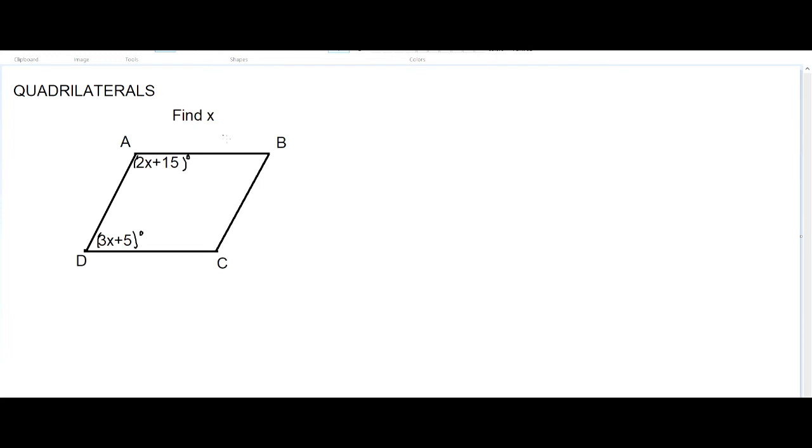Now, if we form an equation to find the value of x, the measurement of angle A plus the measurement of angle D must be equal to 180 degrees because they are supplementary. Pag inadd mo dapat silang dalawa, 180 degrees. Now, we have angle A is 2x plus 15 plus angle D is 3x plus 5 is equal to 180 degrees.